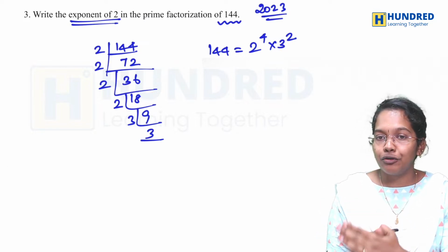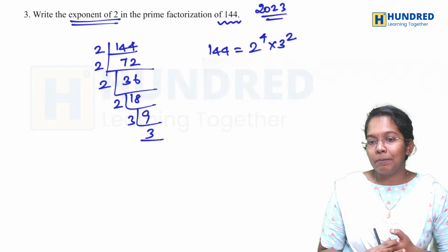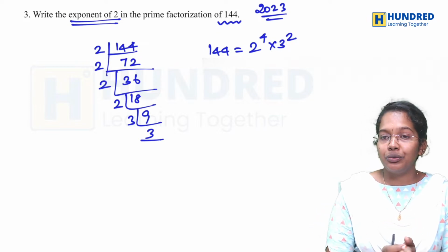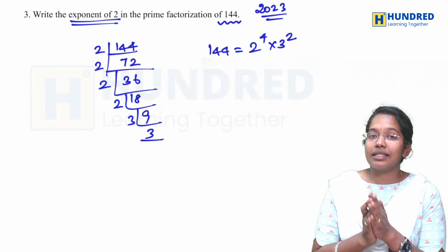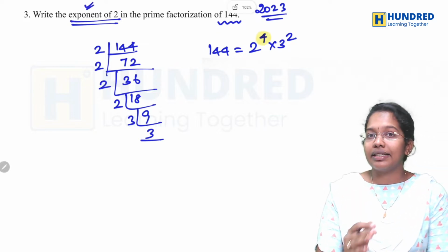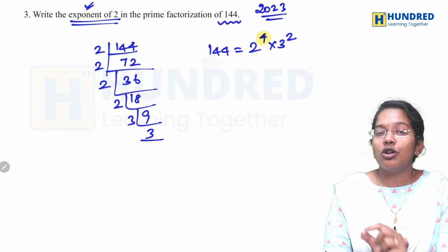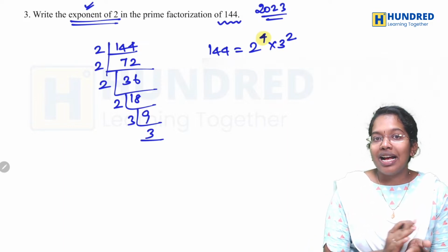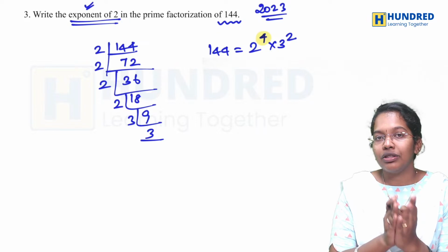So what's the exponent of 2? Just look at this and tell me. What is actually the meaning of exponent is nothing but the power value for a certain number. So here 4 is the power of 2. So if they ask you to find the exponent of 2, the answer is 4.